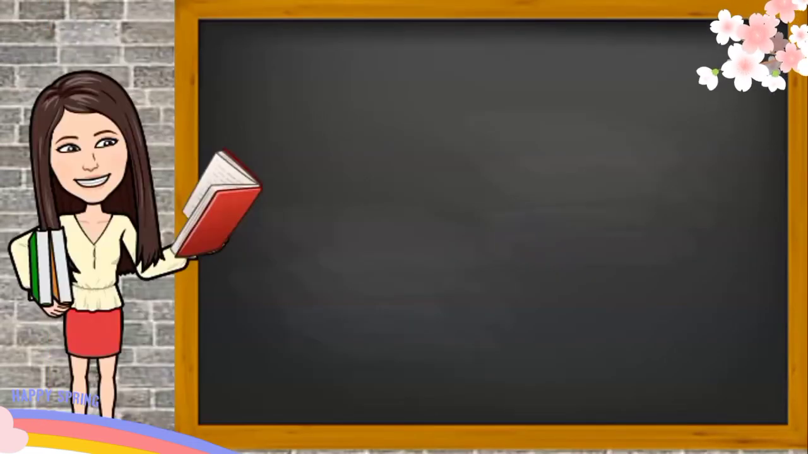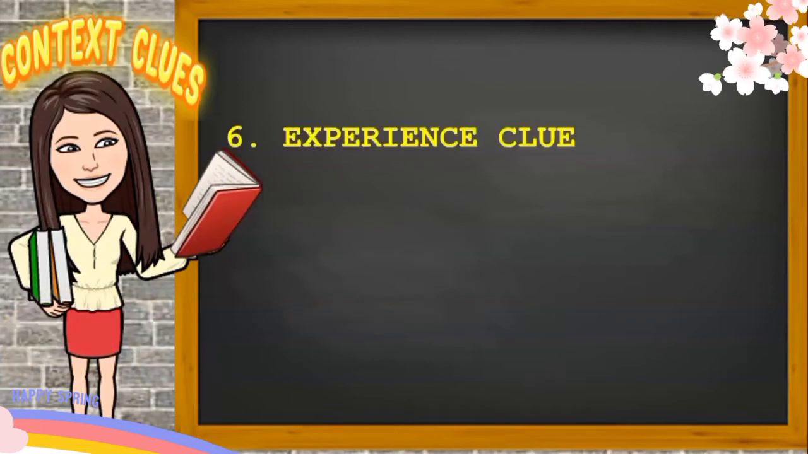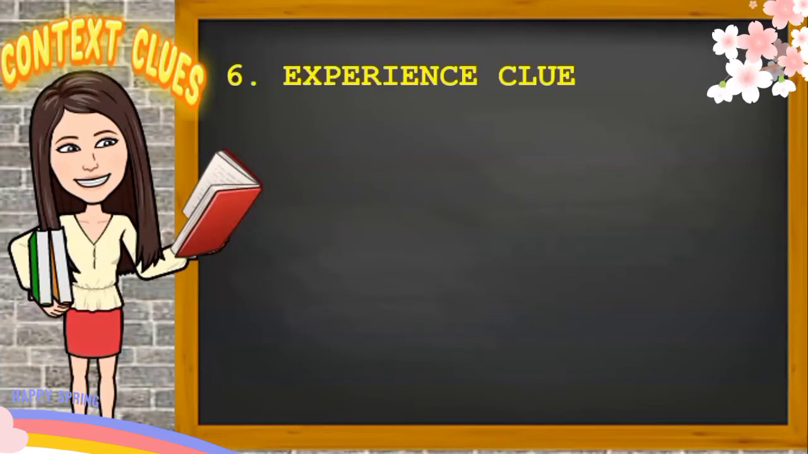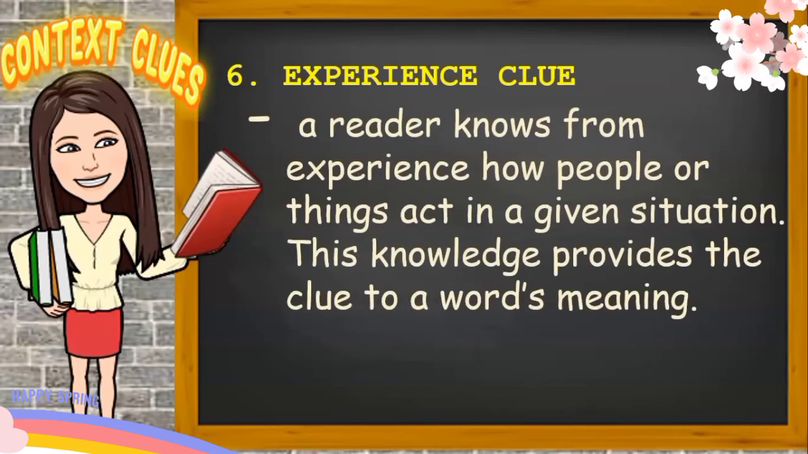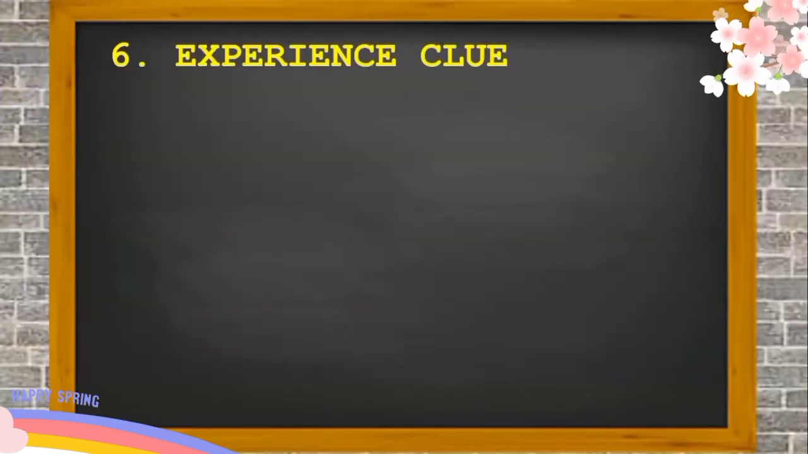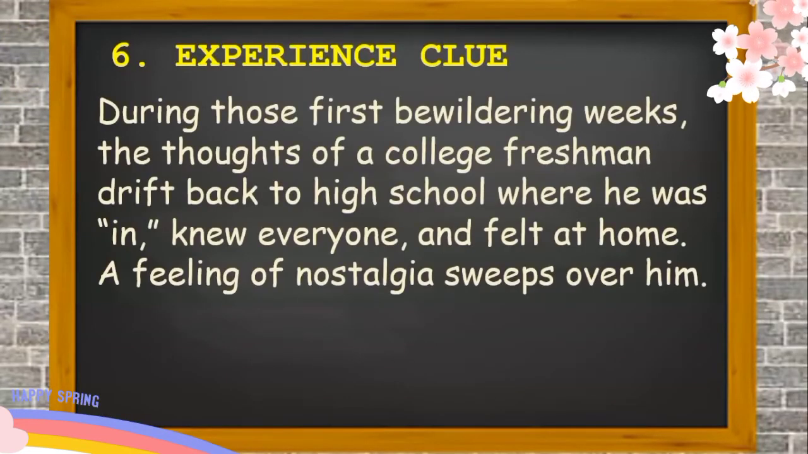Next, for number 6, is experience clue. Sometimes a reader knows from experience how people or things act in a given situation. This knowledge may provide a clue to a certain word's meaning. Let us take a look at one example we have here. During those first bewildering weeks, the thoughts of a college freshman drift back to high school, where he was in, knew everyone, and felt at home. A feeling of nostalgia sweeps over him.